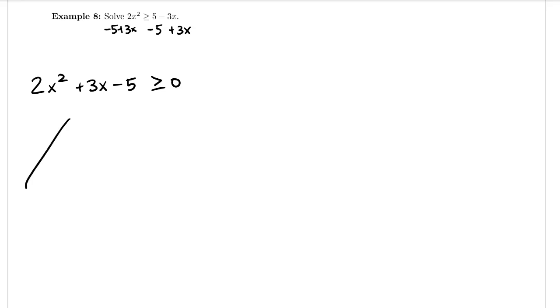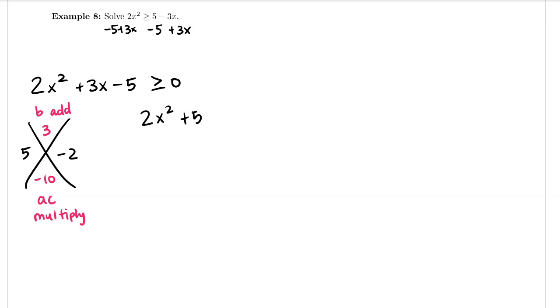I want to factor this, so I'm searching for two numbers that add to 3 because that's our b value. And then a times c would be 2 times negative 5, that's negative 10. And I'm searching for two numbers that multiply to that. And those two numbers are going to be 5 and negative 2. So let's go ahead and break this up. We have 2x squared plus 5x plus negative 2x minus 5 is greater than or equal to 0.